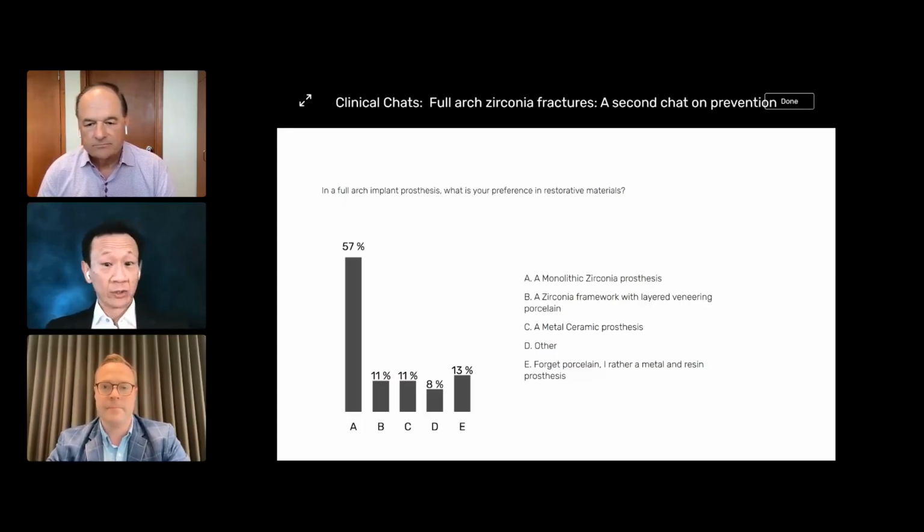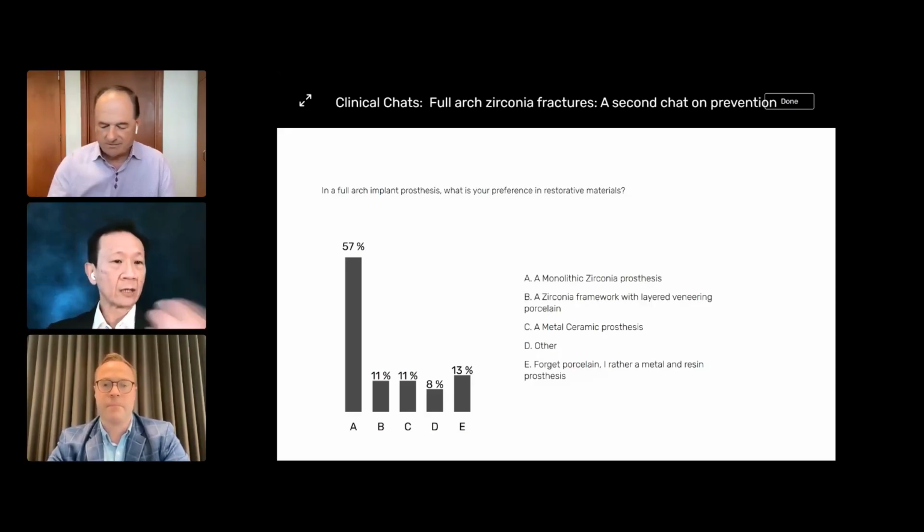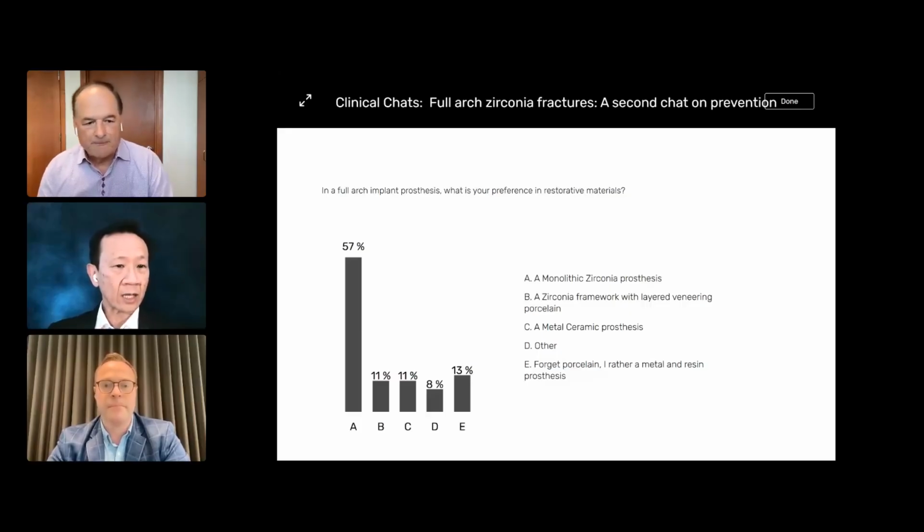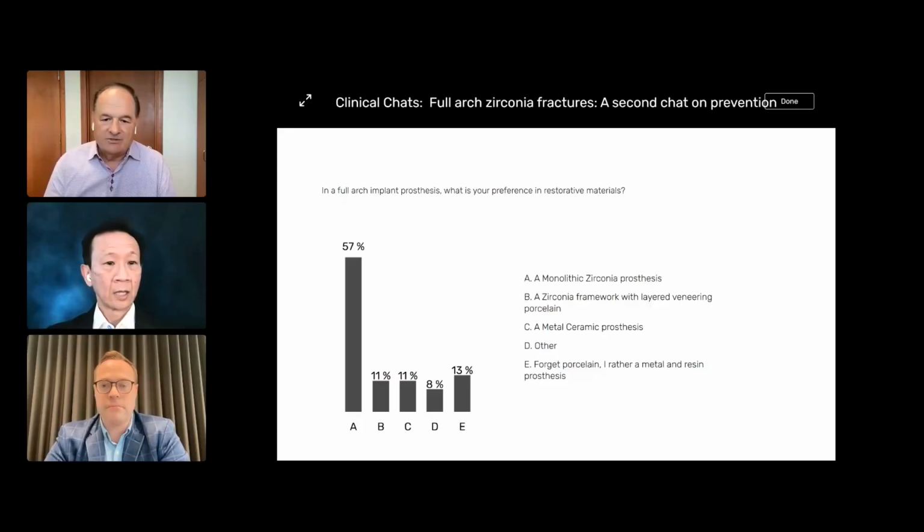Have there been fractures with you guys? Because look at the poll here. The vast majority, 57%, monolithic zirconia. Yeah, and there are different ways with the monolithic. Yeah. Any thoughts about that? No, that's what I would say. Yeah, I mean, zirconia of some type, but monolithic, I can imagine it's more straightforward for more people, truly.